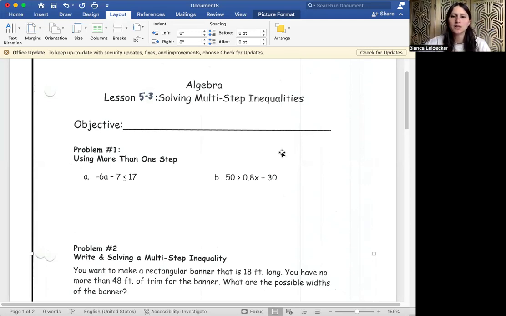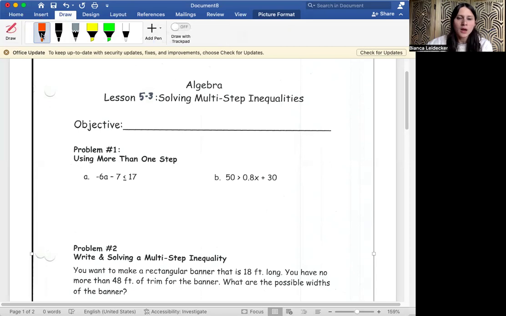Today we are going to continue with this idea of solving inequalities, but we are going to add an extra step. So today's lesson is basically going over solving multi-step inequalities. Like we said before, an inequality is really just a problem where instead of an equal sign, it's a greater than, less than, greater than or equal to, or less than or equal to sign.